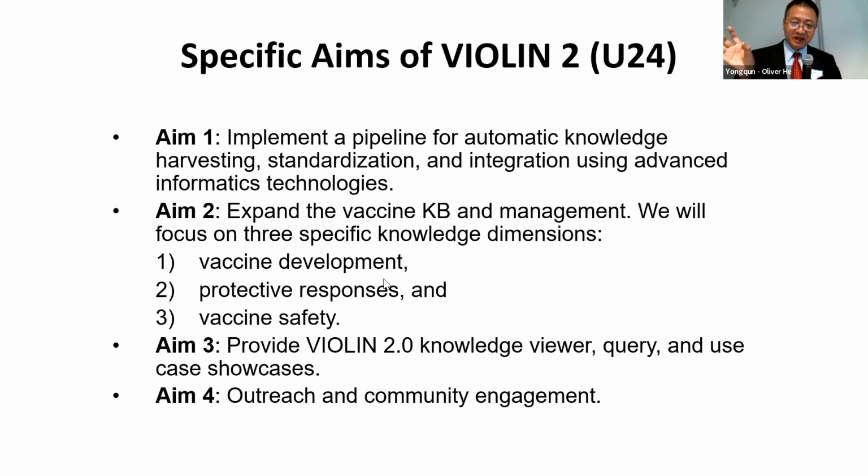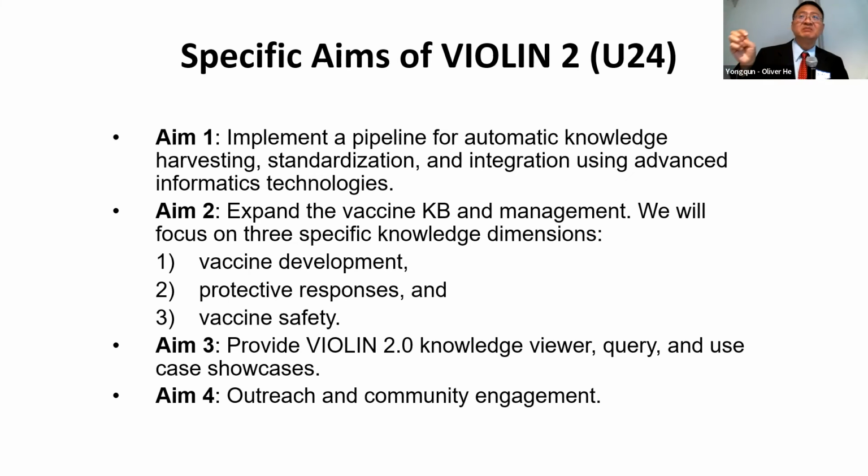The second one is more like the knowledge side. It is to enhance the VIOLIN vaccine knowledge base and its management. We will focus on 3 specific knowledge dimensions: vaccine development, protective immune responses, and vaccine safety. So basically it's the pathogen side, the host side, and then vaccine safety. Host side means the good response, and then the bad or adverse response, which is more like vaccine safety.